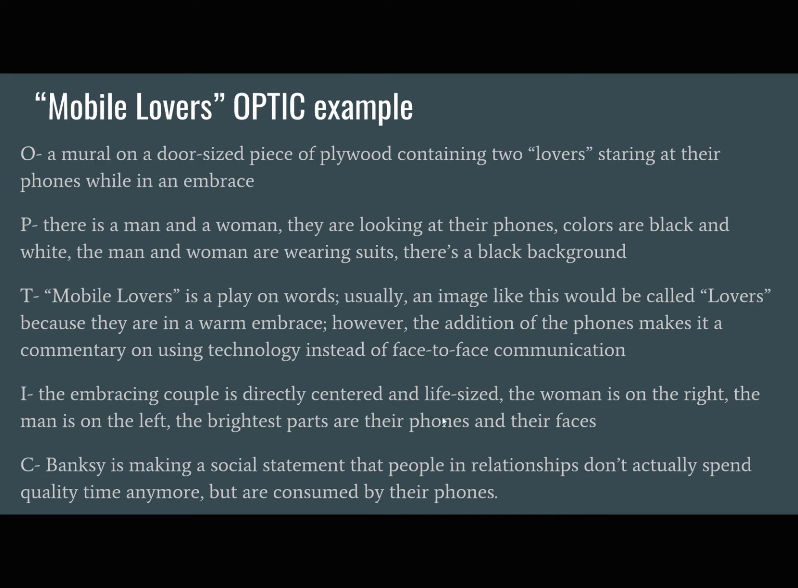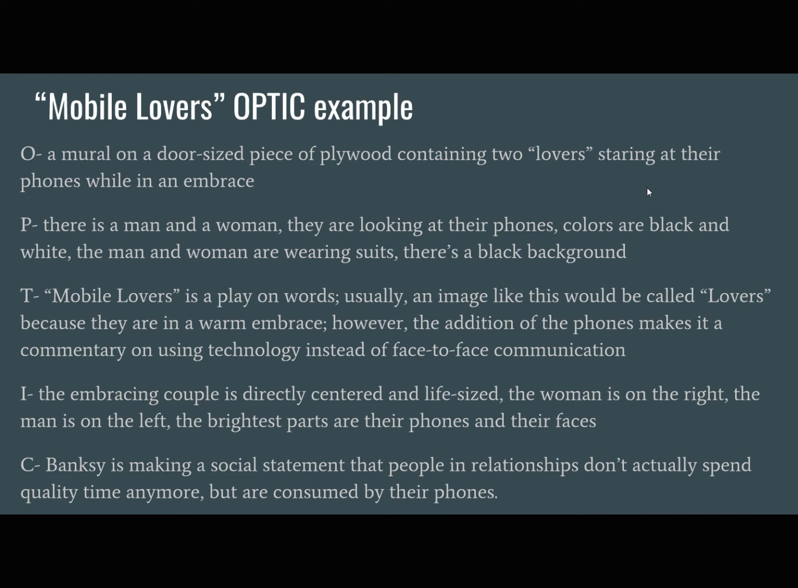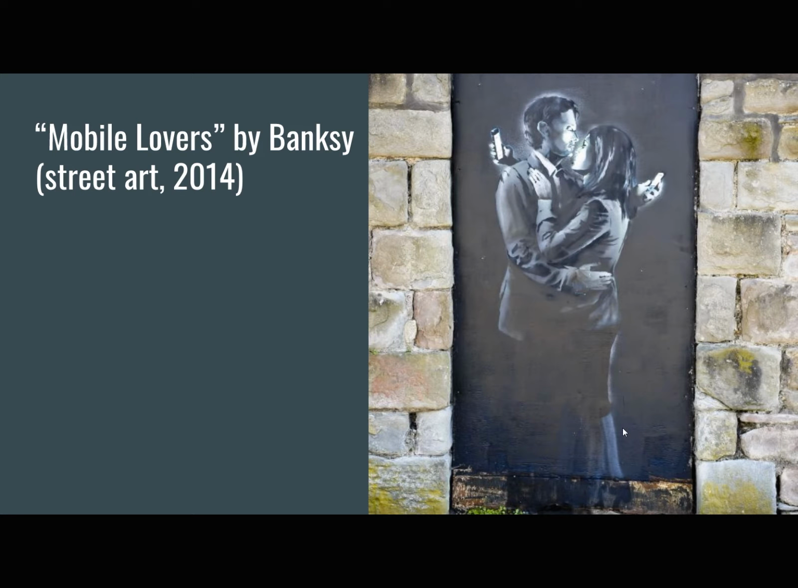The brightest parts are their phones and their faces. I talked about the fact that this part is illuminated, as is this part. And that might say something. It might be that he's trying to emphasize the technology piece as opposed to emphasizing their actual embrace, right? The fact that everything else is super dark, it's a black background, I could have added that. And so I'm just taking it and saying, what are the parts doing in relation to one another? Where are they actually physically positioned in the piece itself?